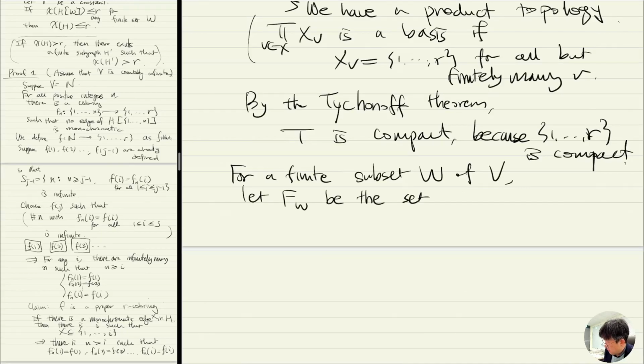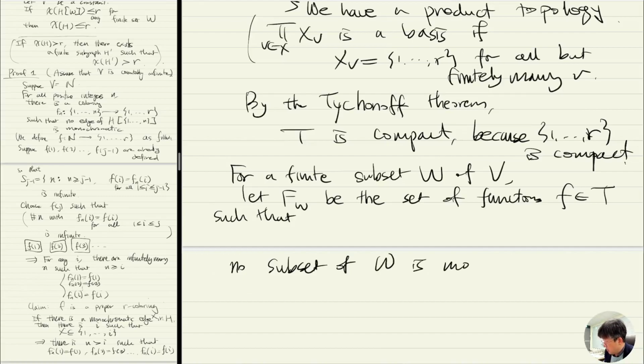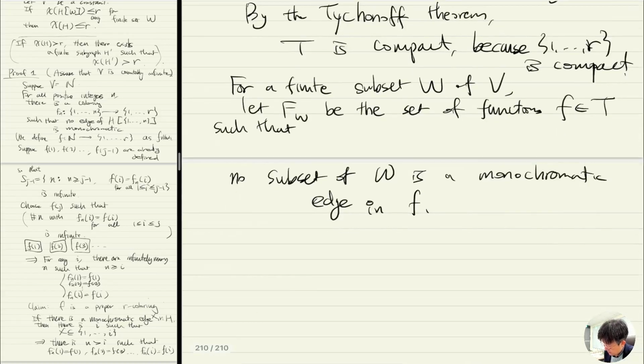the set of functions f in T such that no subset of W is a monochromatic edge in F. So if you think of F as a coloring, then in W, no edge is monochromatic. Then F_W is closed.